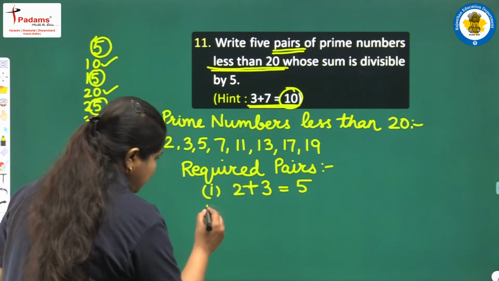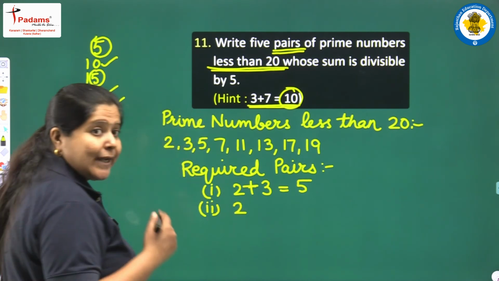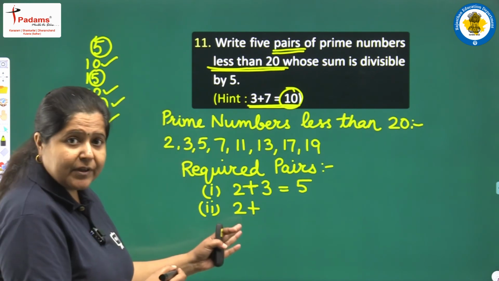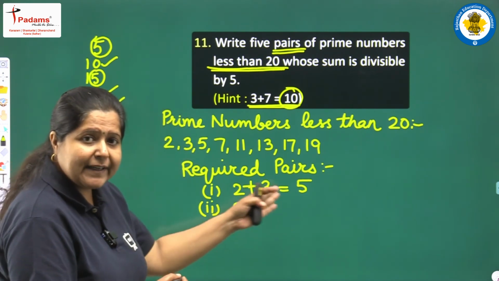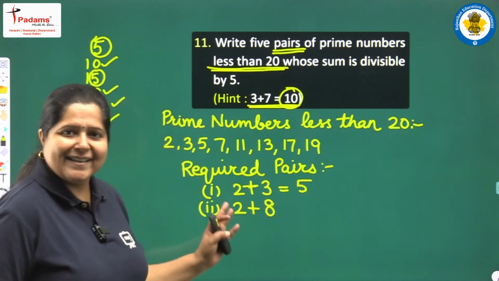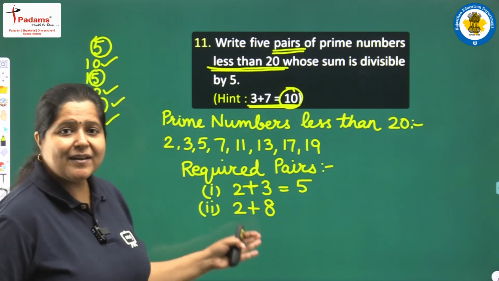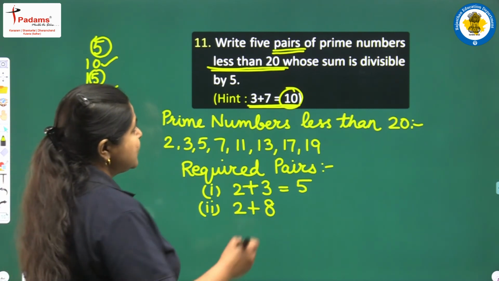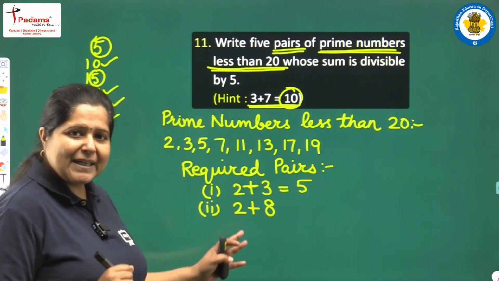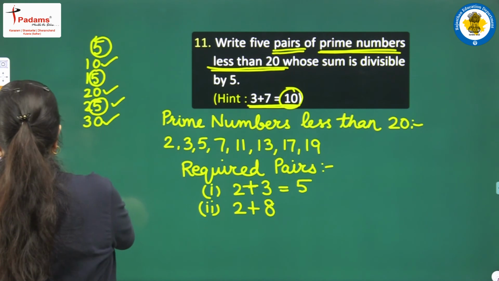Now, we look out for the second pair. Now, I want to get 10. What number should be added to 2 so that we get the sum as 10? It should be 8. 8 plus 2 is 10. But now, is this 8 a prime number? We should have a prime number. Both the numbers should be prime. But 8 is not a prime number. So, we cannot add in this way.